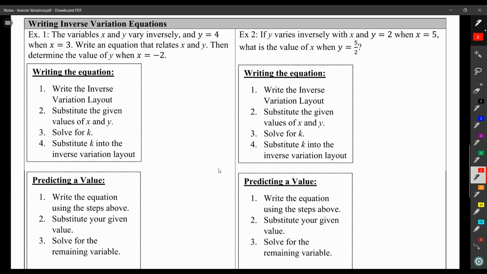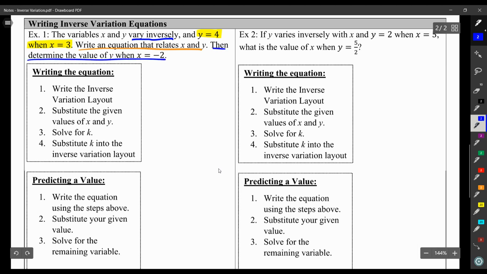So here's an example. It says the variables x and y vary inversely. So that's your first clue that this is inverse variation. And y is equal to 4 when x is equal to 3. So it has two parts to this problem. The first part says write an equation that relates x and y. The second part of the problem says then determine the value of y when x is equal to negative 2.